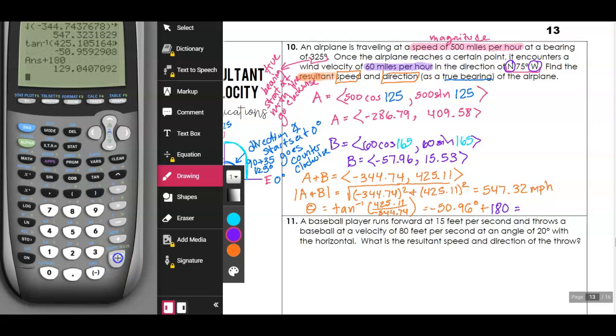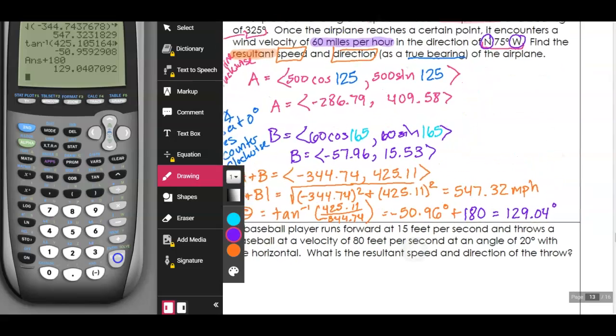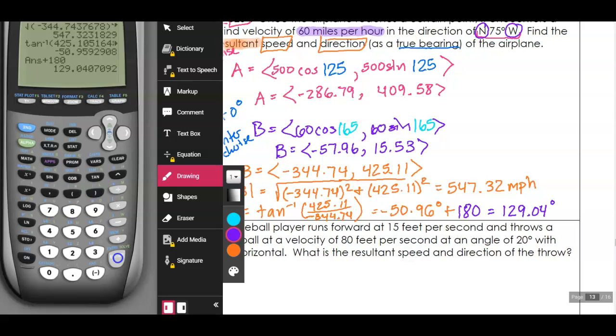So our true direction equals 129.04. Now, again, should I circle this? Are you done? Remember, what did I say? Did we have an extra step on this one at the very end? I know it was way back, 18 minutes ago. This problem is so long.